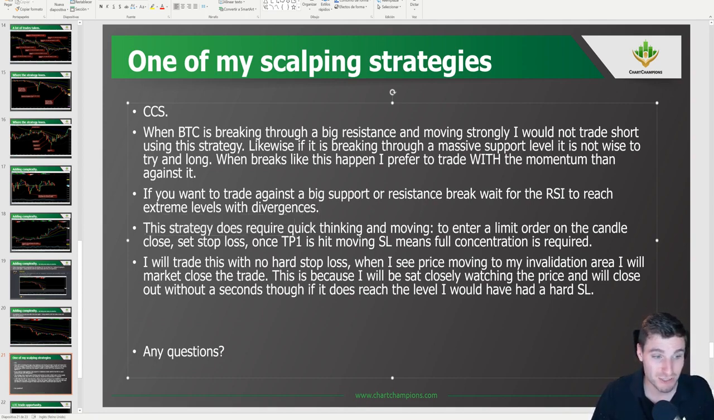So this strategy does require quick thinking and moving. To enter a limit order on the candle close, to set a stop loss once take profit one is hit, and then moving it up means full concentration is required. And you literally would have to block out everything and focus only on this. If you start having a YouTube video on the side or X, Y, and Z, you're just not going to be able to do it.